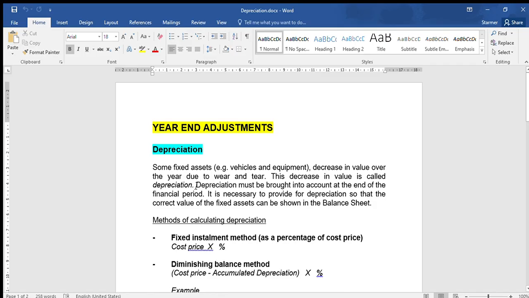Now later on this year, you're going to do something called a balance sheet. And the purpose of a balance sheet is to show the correct value of your assets, liabilities, and owner's equity. So if a fixed asset has depreciated, we need to take that into account when doing our balance sheet so we can show the correct value of those fixed assets. So that is why it is necessary to make an adjustment for depreciation.